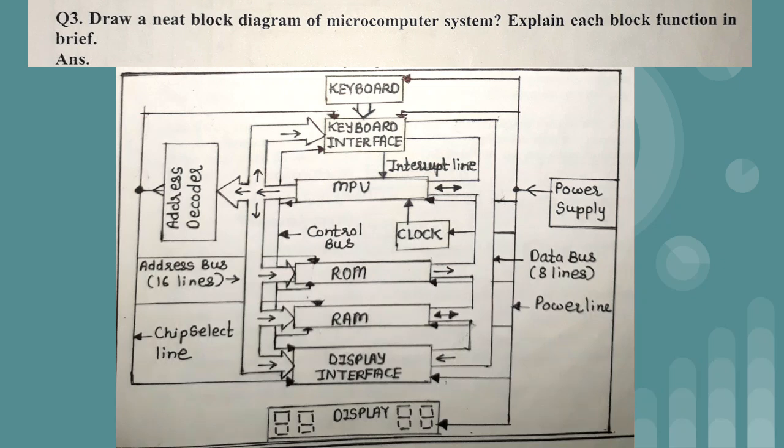Now in chapter number 1 we are having so many diagrams which will definitely create confusion about which diagram belongs to which question. So this is the diagram of the microcomputer system, block diagram. Like that we are going to learn so many block diagrams. In this block diagram, the first block is the keyboard. Then we are having the keyboard interface, which is connected to the MPU, that is the microprocessor unit.